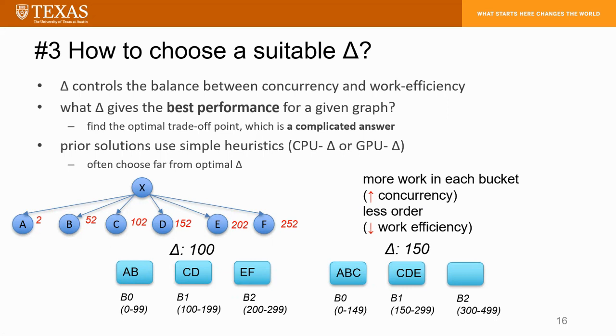Unfortunately, prior solutions use very simple heuristics. That is true for both CPU delta-stepping and GPU delta-stepping. And they often choose a far from optimal delta value.